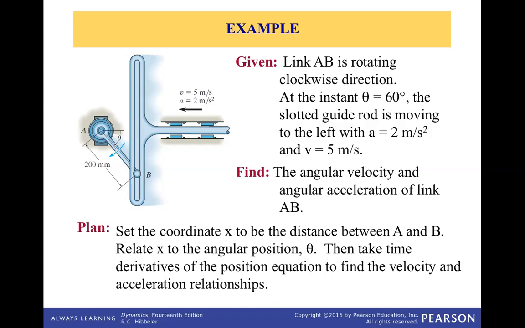Now if you look at this slotted guide rod, and the whole thing is moving to the left at this instant, this rod will just have linear motion, right? Because it's not rotating, it just goes either to the left or to the right. So if the rod has 5 meters per second velocity and 2 meters per second square acceleration, then point B should share the same velocity and acceleration in the x direction.